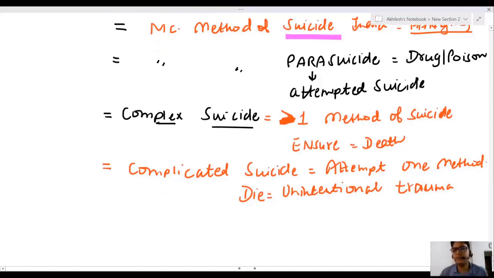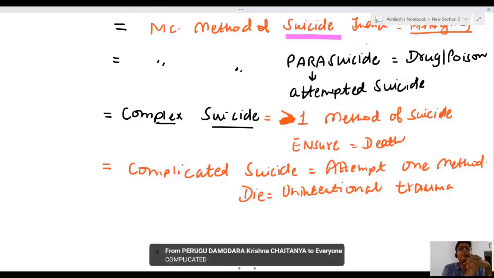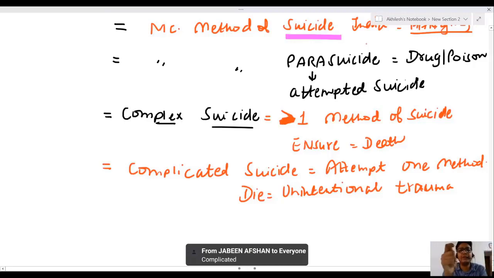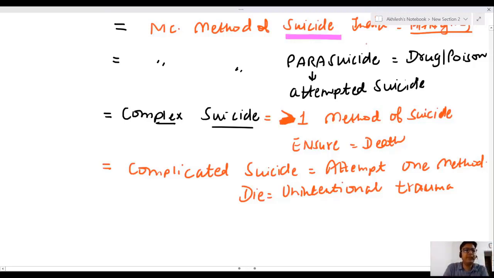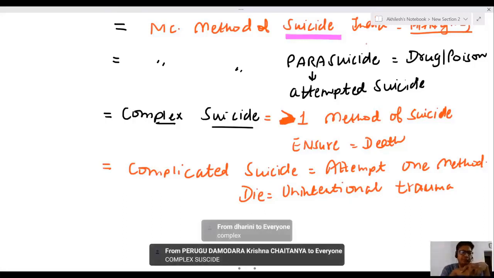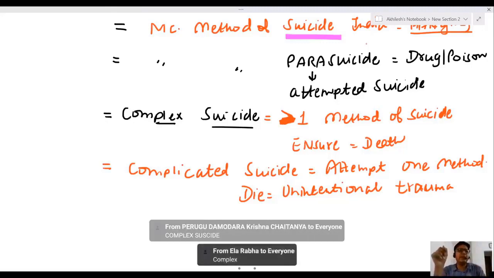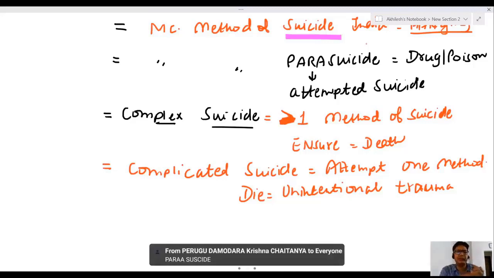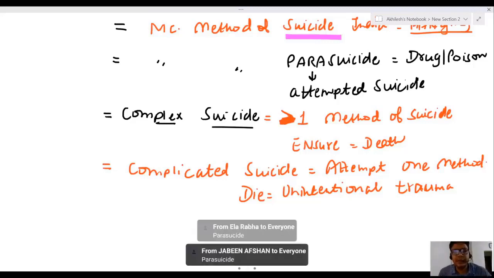Now I will ask you a few questions. First question: you attempted the hanging method and you died from a fall from height. What is the name of this suicide? Complicated. Absolutely right. You attempted two methods for committing suicide, wrist cutting and poison. What is the name of this suicide? Yes, it is complex suicide. You attempted suicide but you survived. What is the name? Para-suicide. Yes, I think you got the concept.